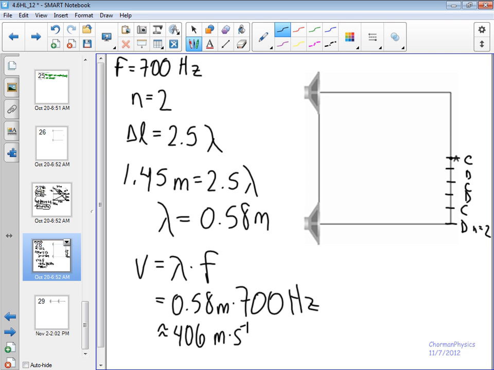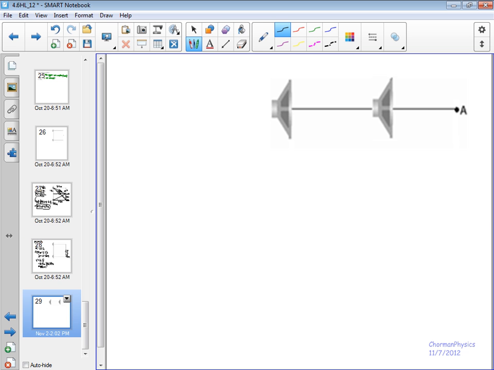So this next question, it wants us to answer this. Now we'll be looking at this in one dimension here. But we have two speakers. They both emit a frequency of 300 hertz. And they're placed in a line. Location A is the first place along the line joining them where you can stand and hear no sound. How far apart are the speakers?